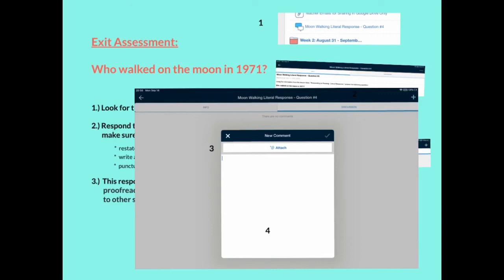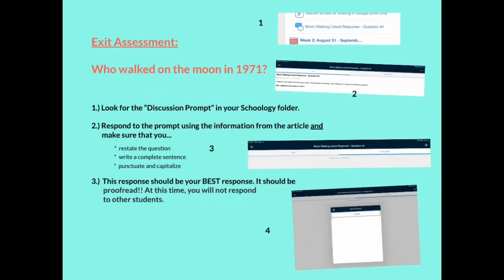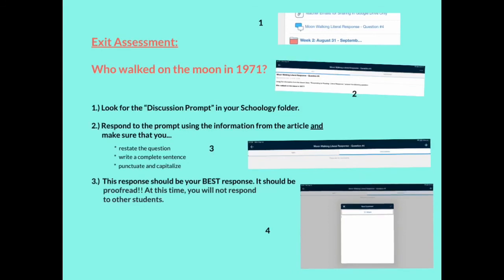So what we would like you to do is complete that question, okay? Respond to that prompt using the information from the article. And we want you to make sure that you are doing these three things: restating the question, writing a complete sentence, and punctuating and capitalizing. Now, this response is coming to us, and it is our way to say that you understand what we taught you today in this lesson, so it should be your very best response. All of these things need to be considered while you are responding.